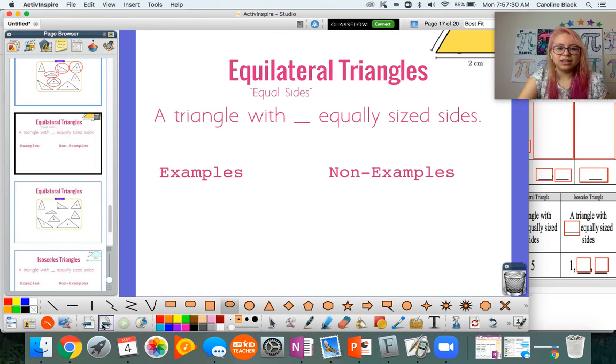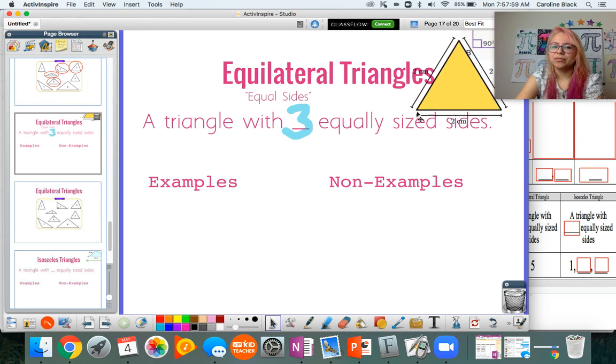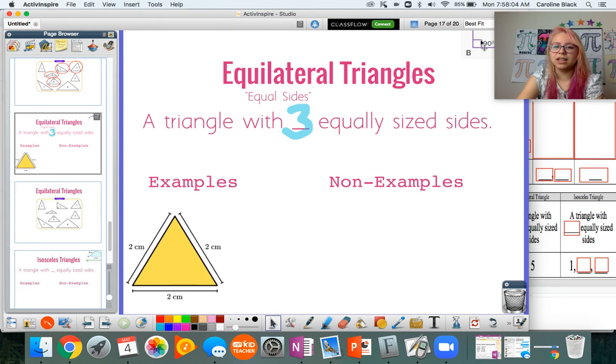So then we have equilateral triangles. Equilateral has that equi, which means equal. And because we're talking about sides, we're talking about equal sides. So an equilateral triangle is a triangle with 3 equally sized sides. So all of the sides have to be equal. Like this, 2, 2, 2. This is an equilateral triangle.